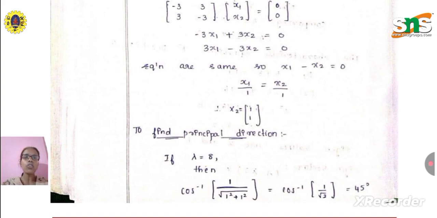If anything is common, just divide by that value. So 3 is common, so you leave that 3 and write the remaining thing, which is x1 minus x2, or minus x1 plus x2 equal to 0. Both are the same. You bring that x2 to the right, so we get x1 equal to x2. That means the eigenvector is 1, 1. So this is, as usual, we wrote the characteristic equation, eigenvalues and eigenvectors, which is step number 1.